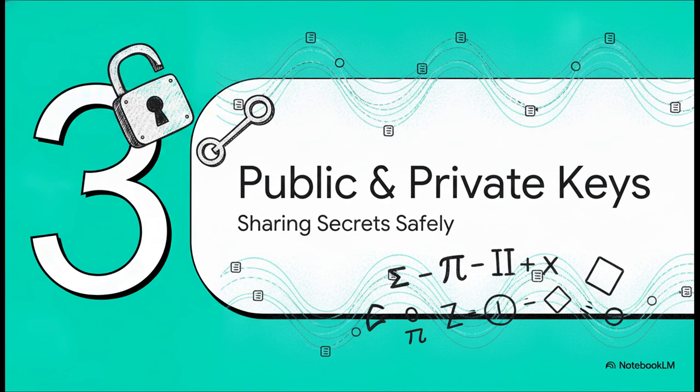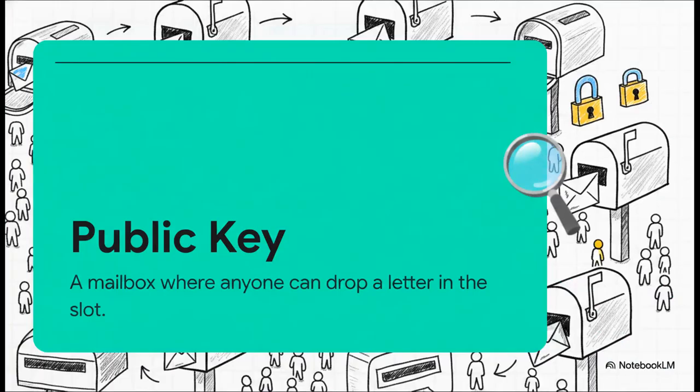Which leads us perfectly into Section 3, Private Key and Public Key Cryptography. Let's learn how to share secrets safely. To solve that crazy cliffhanger of sharing keys safely, mathematicians created a system where you don't just have one key, you actually have a pair.